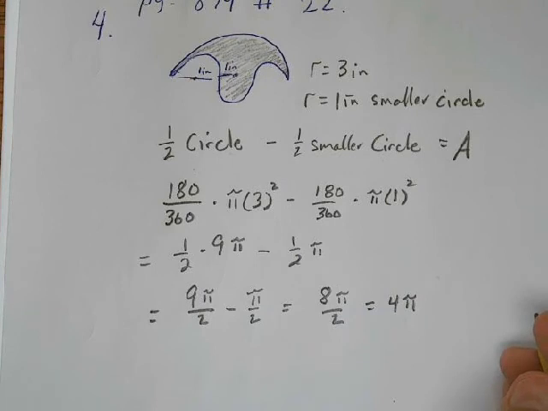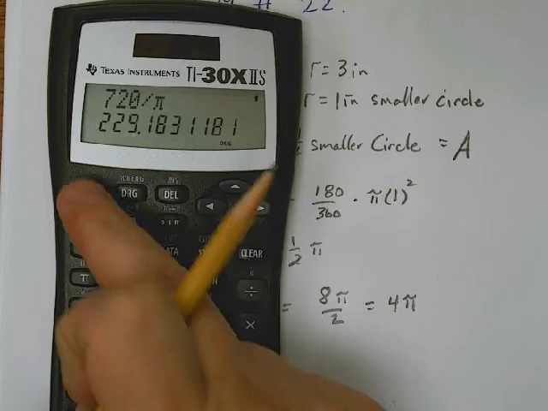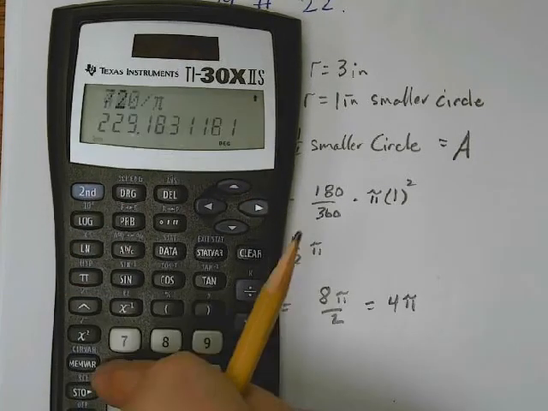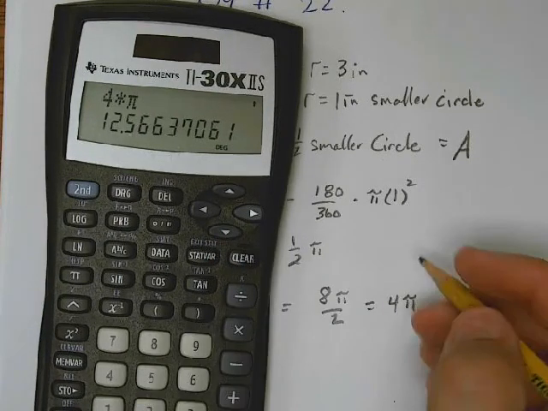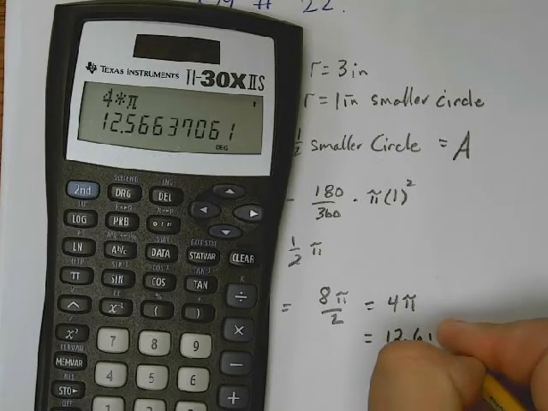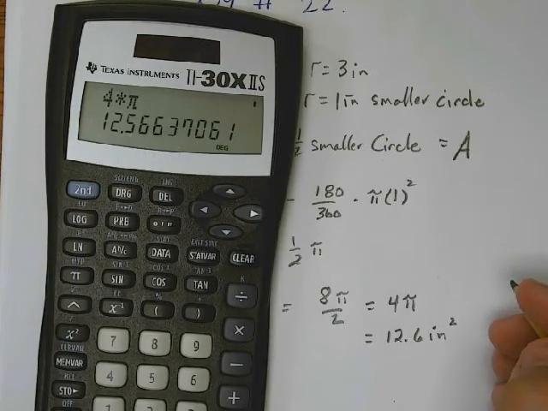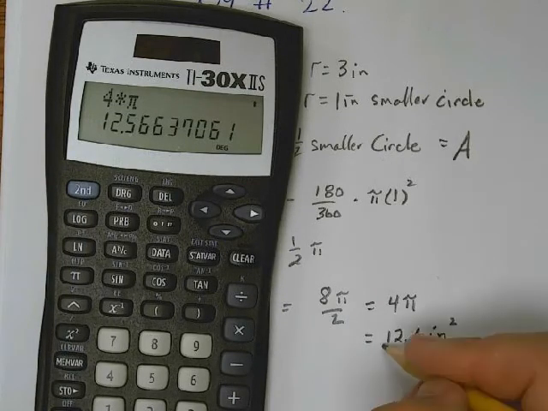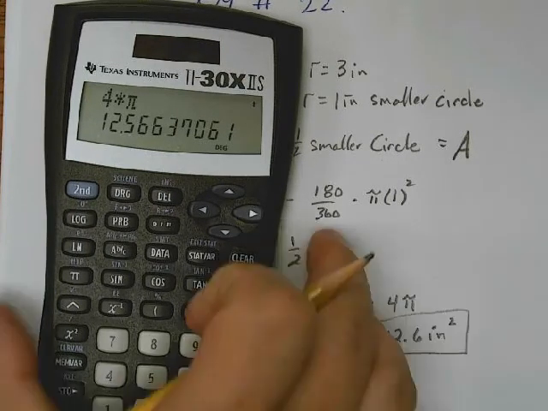Did they tell us to round it to anything? Yeah, to the nearest tenth of a square inch. So 4 times pi is our math that we have to operate. 4 times pi. 12.6 then? Oh yeah. 1/10 of a square inch. So there is the area, and since we're finding the area, it's inches squared.